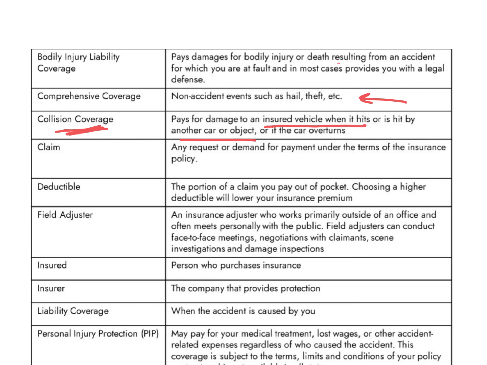When you need to have your insurance company intervene in a situation, that's called a claim. It's any request or demand for payment under the terms of the insurance policy. Similar to your medical insurance definition, your deductible is the portion of the claim that you pay out of pocket. And this is an important fact here that you want to be aware of.